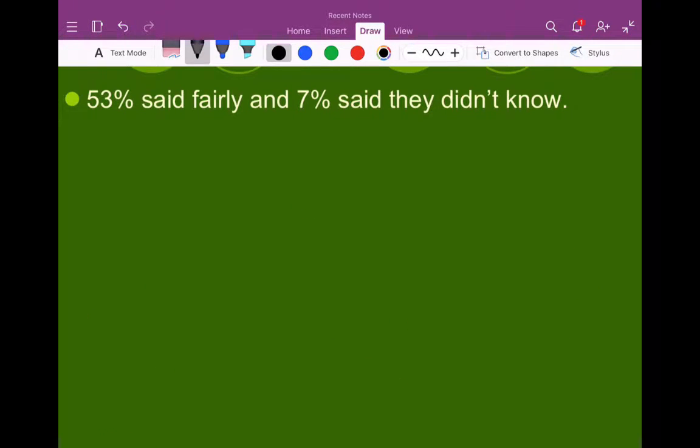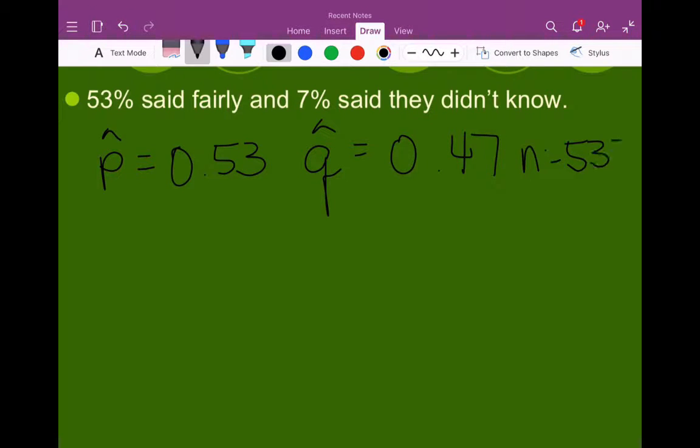In our example, 53% said that it was applied fairly and 7% said they didn't know. This means that our proportion of success, p-hat, is 53%. So then q-hat is 47%, those who said they don't know or that it's not applied fairly. And n in this case was 537.